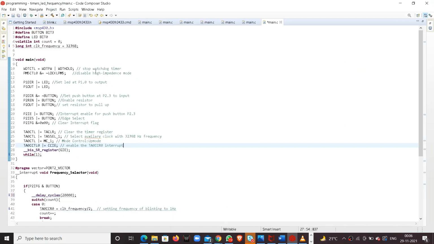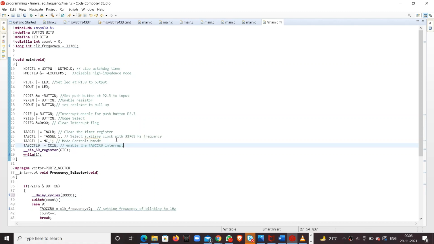After that, on entering the main code, first I have disabled the watchdog timer and high impedance mode, and I have set up the LED at P1.0 as output and the push button at P2.3 as input. I have enabled the interrupt for the push button at P2.3. After that, I have cleared the timer register in this command.